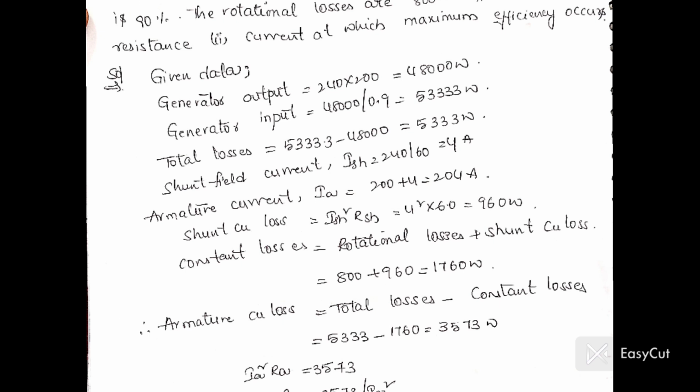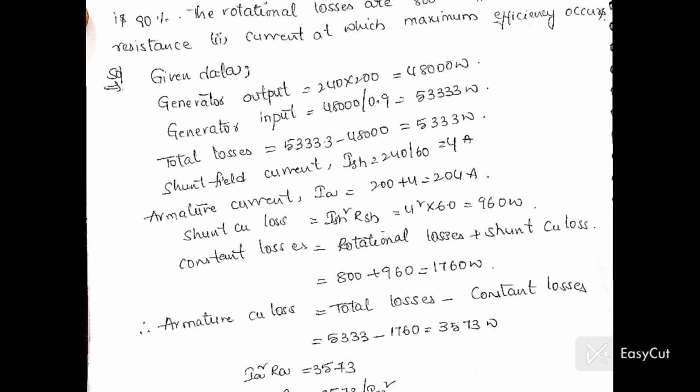Step 4. Shunt field current. We calculate the shunt field current using Ohm's law. ISH equals V divided by RSH, that is 240 divided by 60, which gives 4 amperes. Step 5. Armature current. Armature current is the sum of load current and shunt field current. IA equals 200 plus 4, which gives 204 amperes. Step 6. Shunt copper loss. Shunt copper loss is given by I squared R, so shunt loss equals 4 squared multiplied by 60, which is 16 times 60, equal to 960 watts.